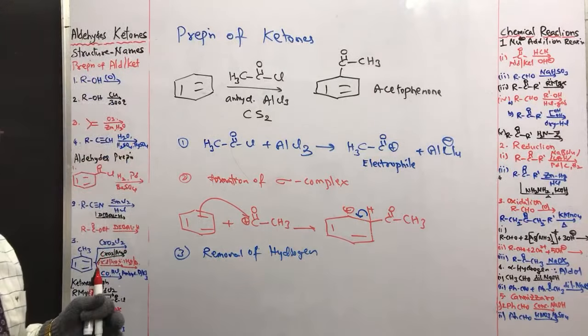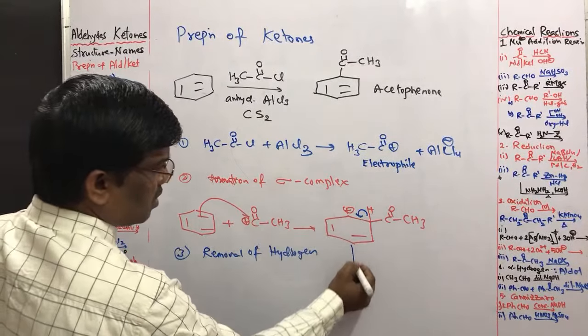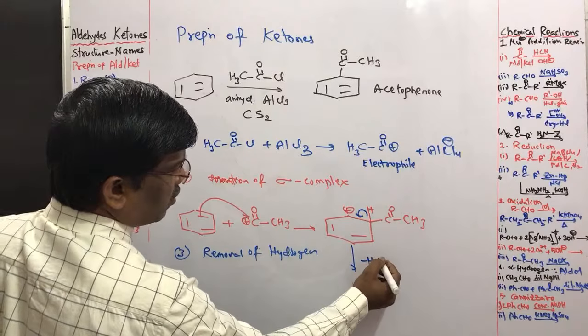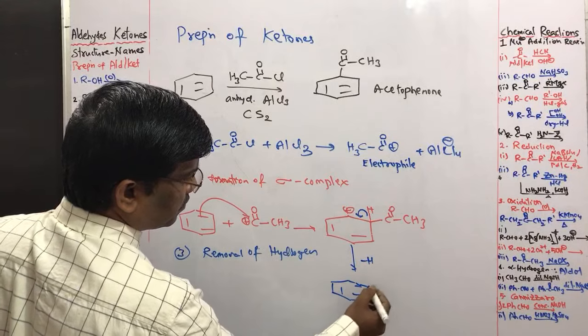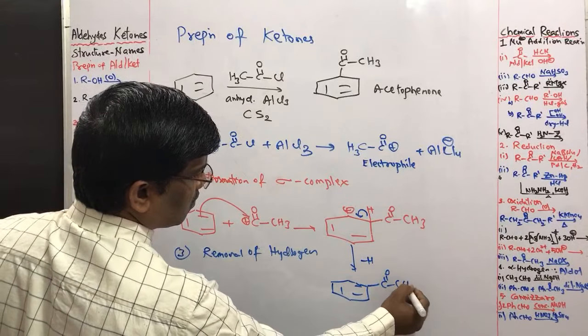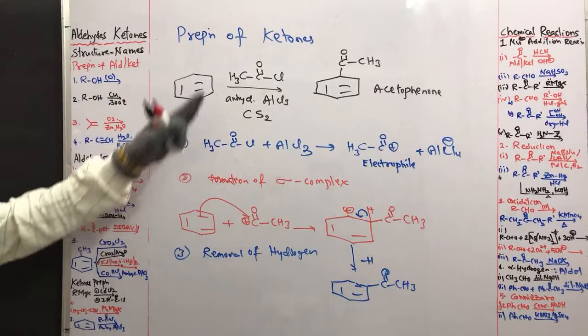So this is common to all aromatic electrophilic substitution reactions, these steps. So removal of hydrogen, you are going to get acetophenone. This is how you can prepare ketones.